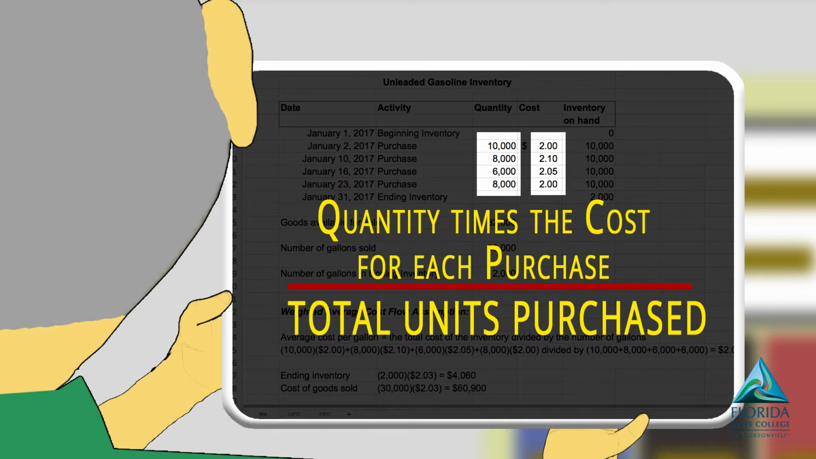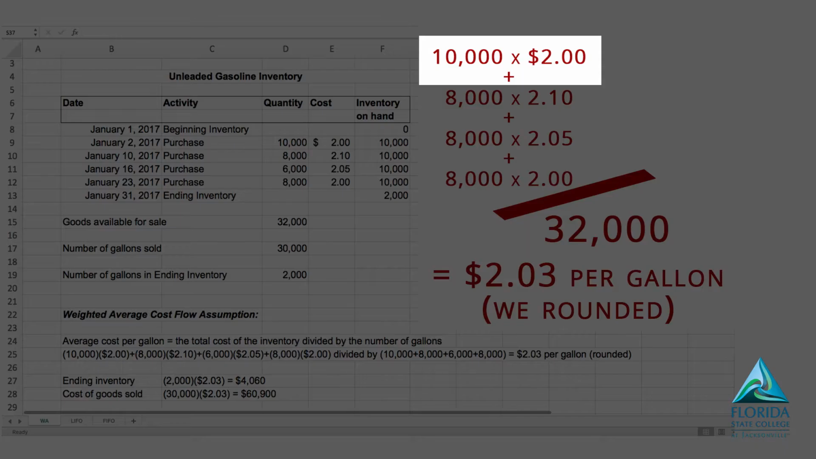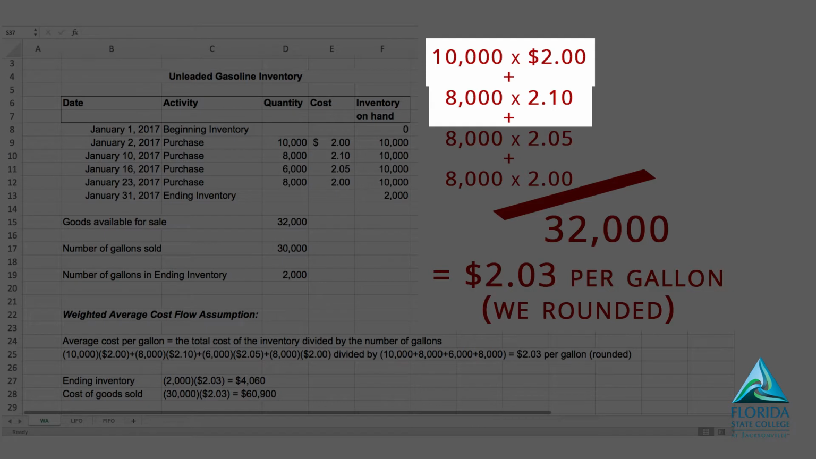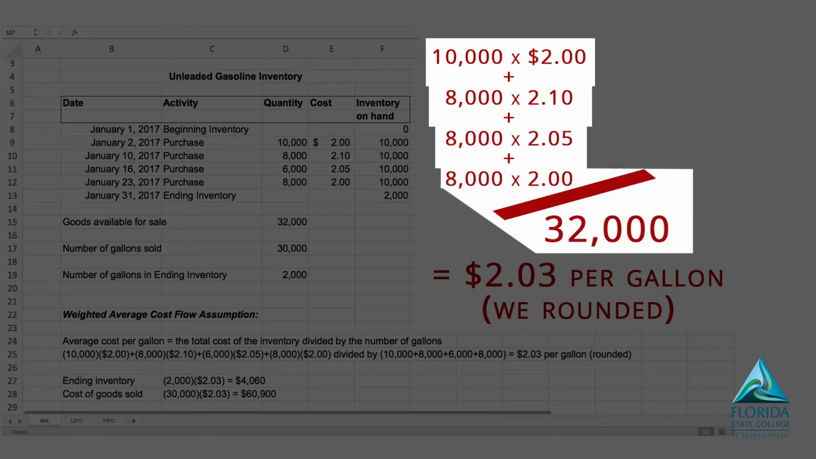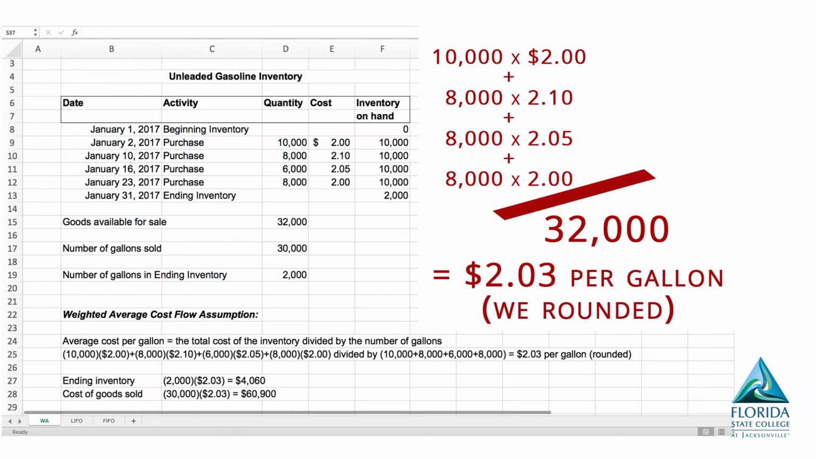So our average cost per gallon is going to be all of these costs. So we're going to take the first purchase of 10,000 times $2, plus the second 8,000 times $2.10, plus the 8,000 times $2.05, and so on and so forth till we go through all the purchases and divide by the total number of units we purchased, which was 32,000.